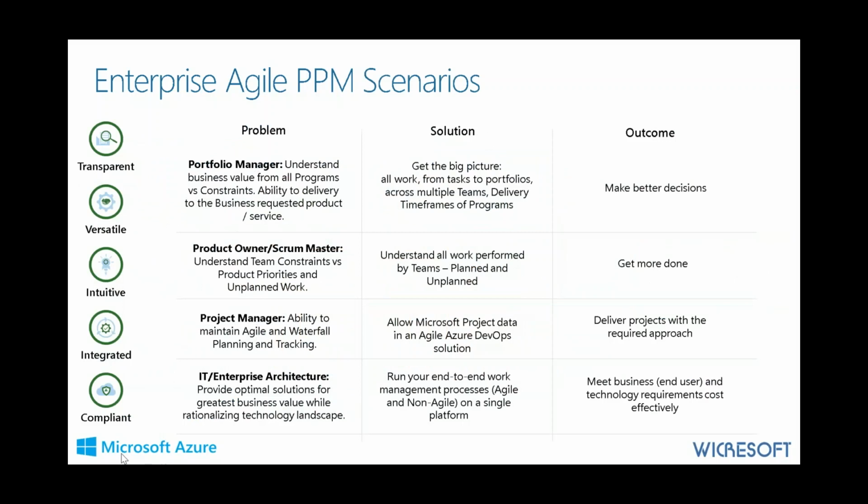And if we get into the scenarios, what we've tried to do is provide capabilities for every one of the users in the Enterprise Agile perspective. So obviously we have a portfolio manager that's trying to understand the business value. You're trying to see the big picture across teams and delivery timeframes or programs, and you're trying to make better decisions. This is the highest level and probably the one tied to leadership.